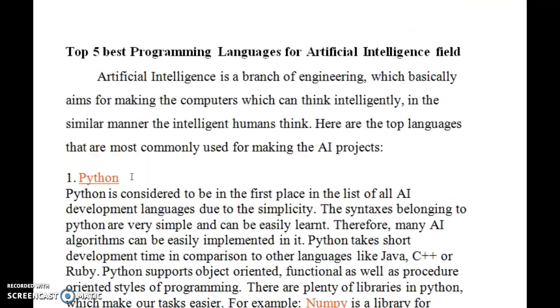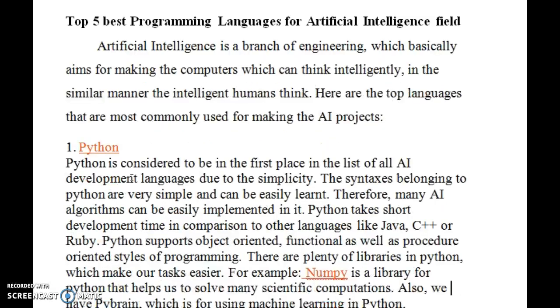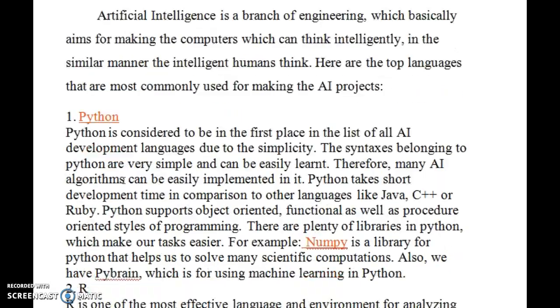Okay. Thank you, Google, for providing this information about artificial intelligence. This is new for me also, and I hope I will go through it and make more videos on one of the languages very soon.